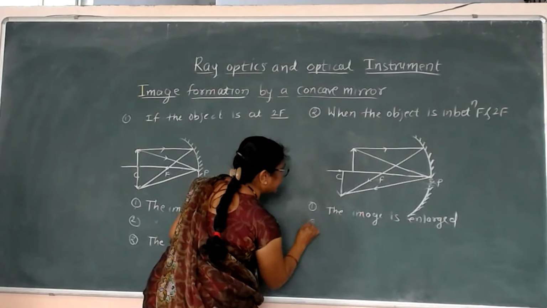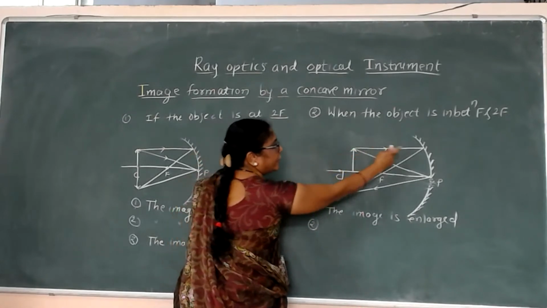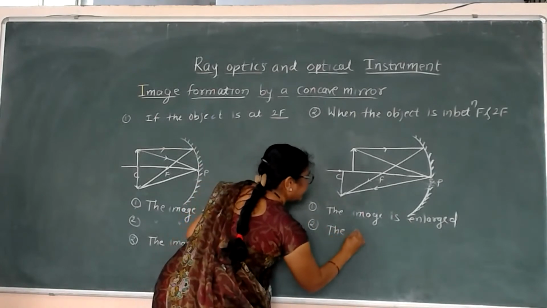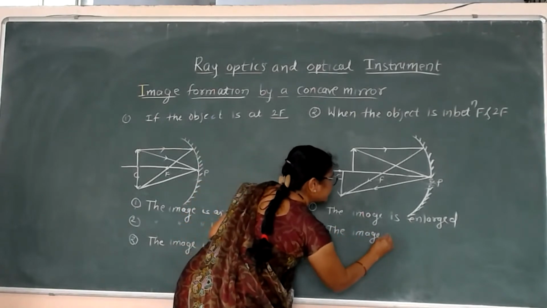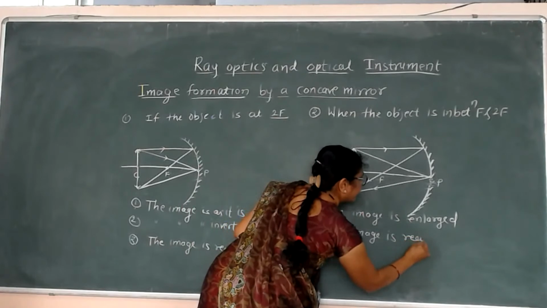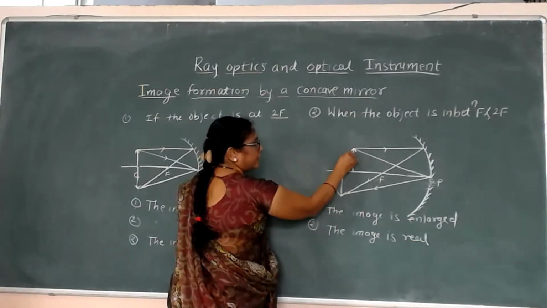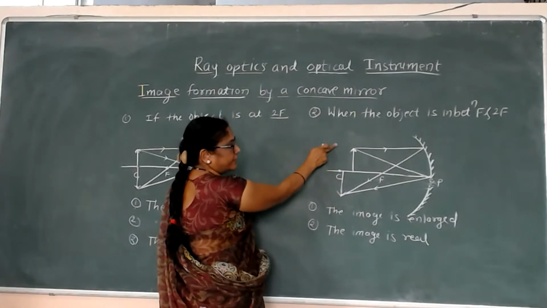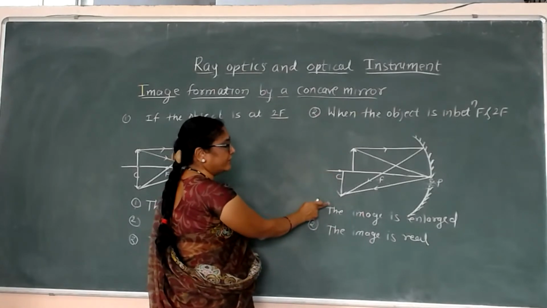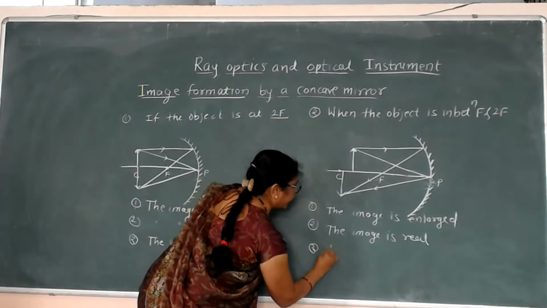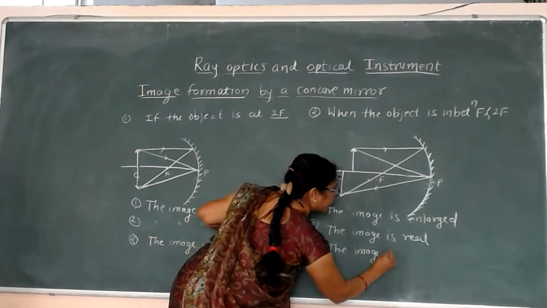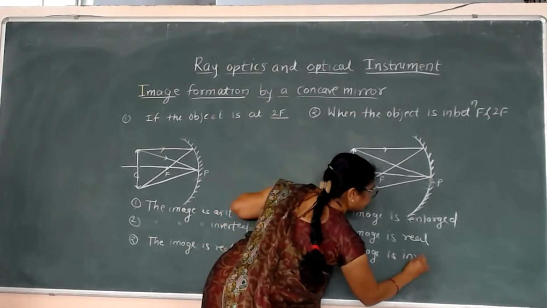Second point, the image is found out due to the converging rays. So the image is real. See here, the height of the object, means the arrow mark, is upward. Here the arrow mark is downward. Means the image is inverted.